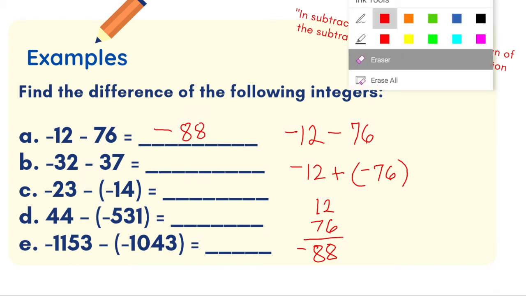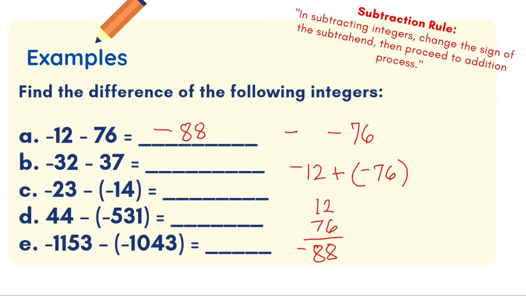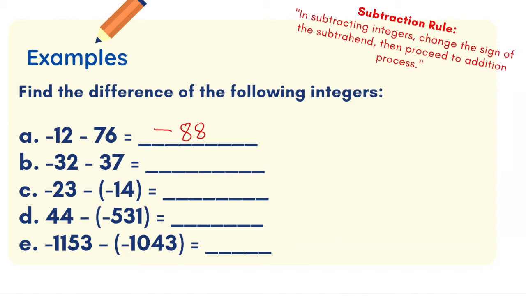Let's try to have letter B. For letter B, we have negative 32 minus 37. Pwede rin nating sabihin na negative 32 minus positive 37. I-apply uli natin yung rule. So, we have negative 32 minus 37. So, papalitan natin yung sign noong subtrahend.